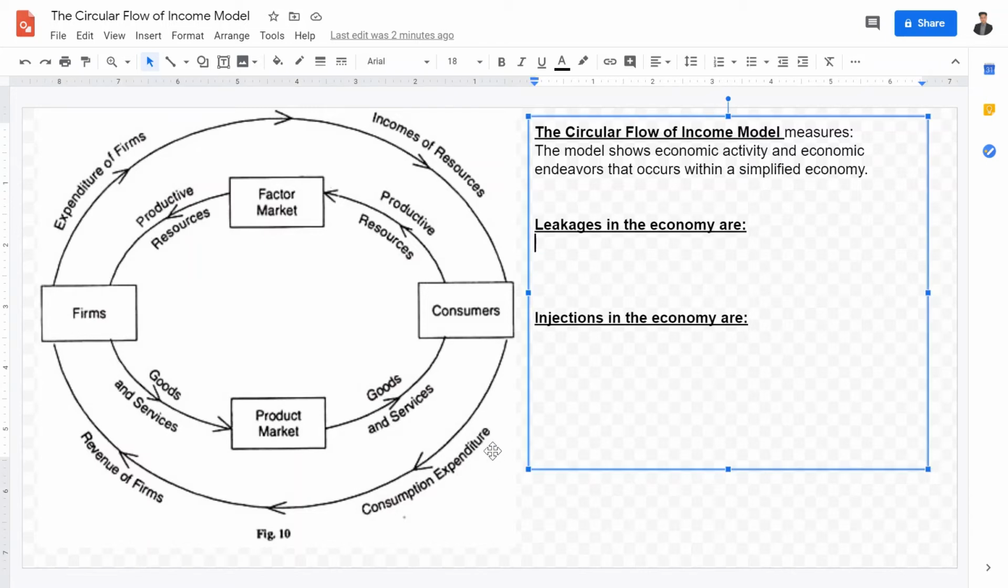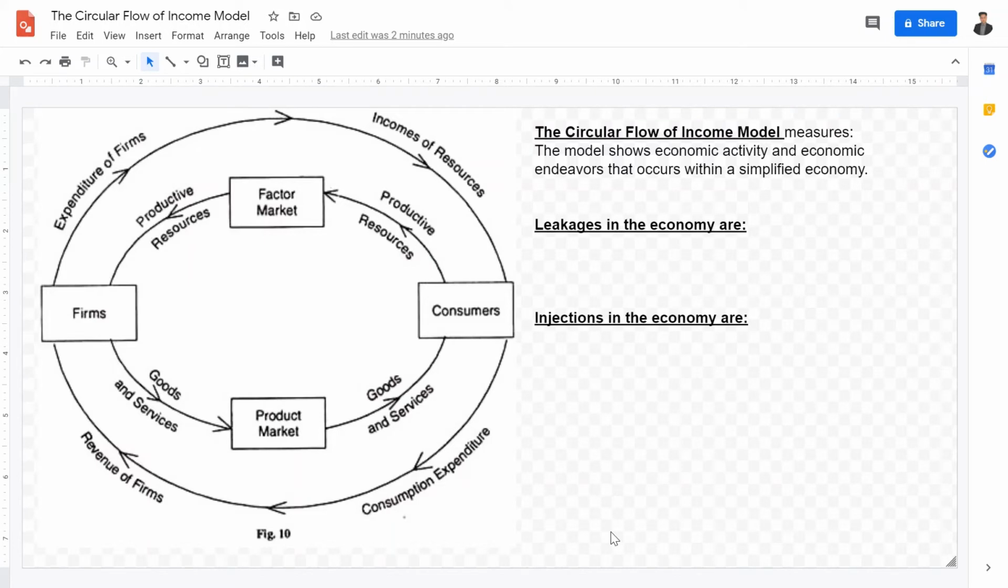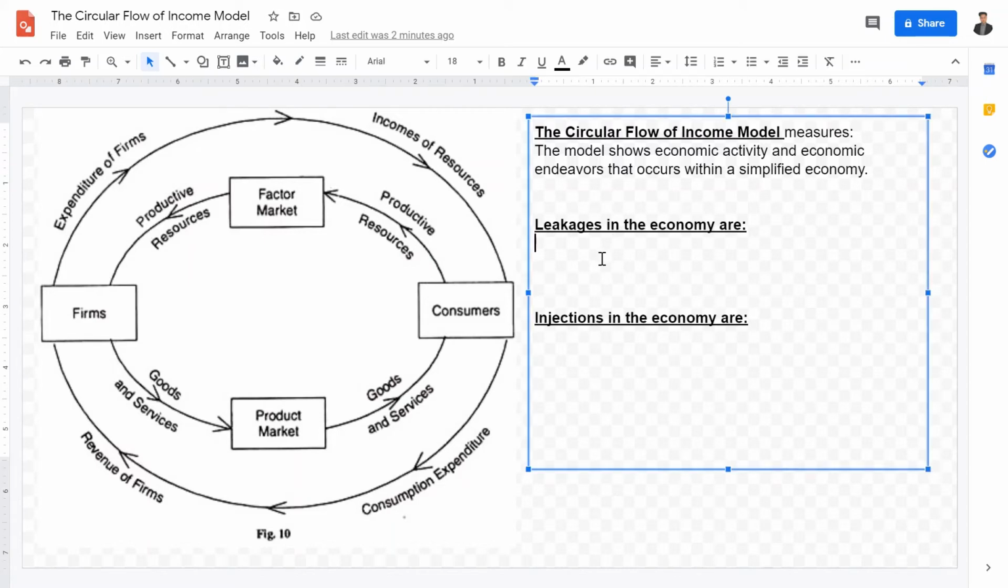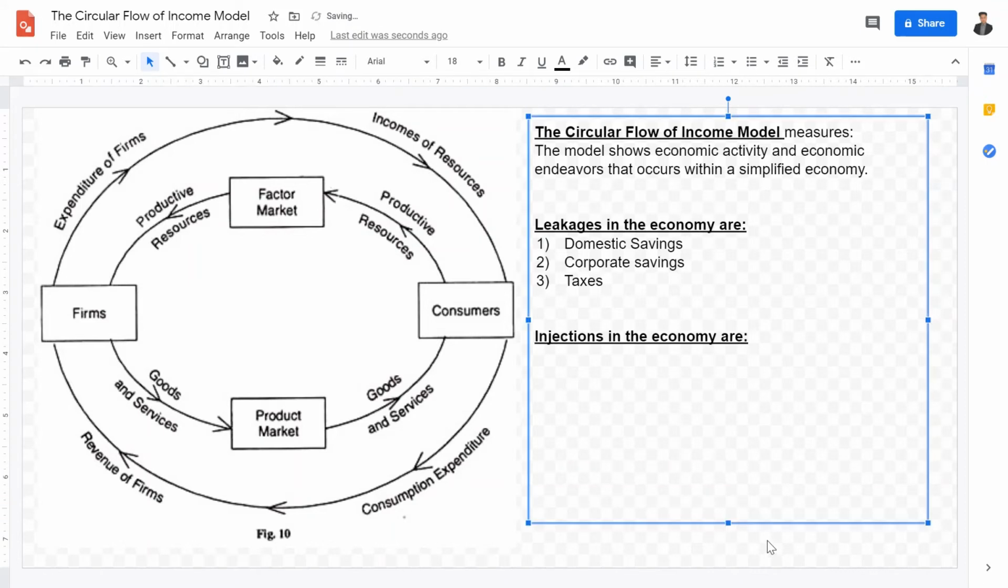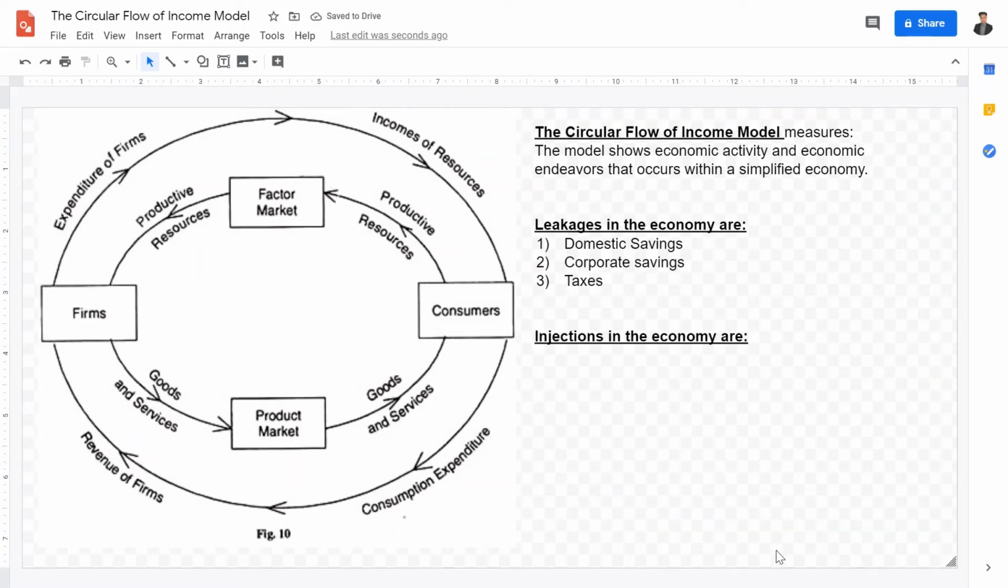Within this circular flow of income model, what are leakages in the economy? Leakages include anything like domestic savings, corporate savings, and taxes. Leakages are factors that take away from the circular flow of income. For example, domestic saving: when a factory worker saves money, he is taking money out of the circular flow of income. Therefore, less money is circulating within the economy, leading to a leakage.